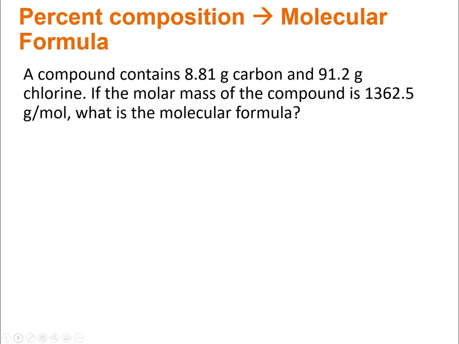A compound contains 8.81 grams of carbon, 91.2 grams of chlorine. If the molar mass of the compound is 1,362.5, what is the molecular formula? So here's what I want you to do. I want you to take a couple of minutes and convert the grams of carbon and the grams of chlorine to moles. Figure out your empirical formula.